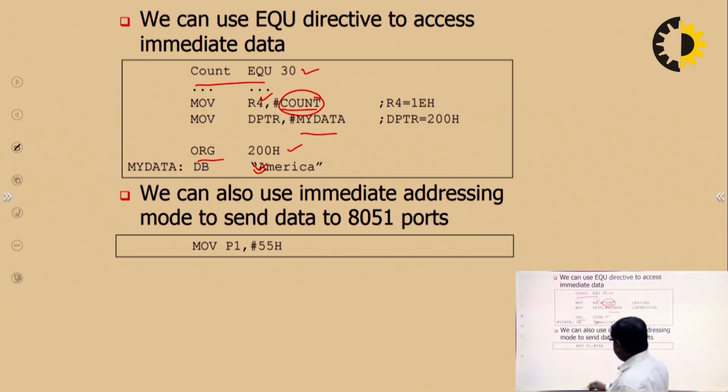Now, this is another example for better understanding. This one is used for the 8051 port, which is another type of microcontroller. It uses this addressing mode, which is known as the immediate addressing mode. This value is transferred into this register.